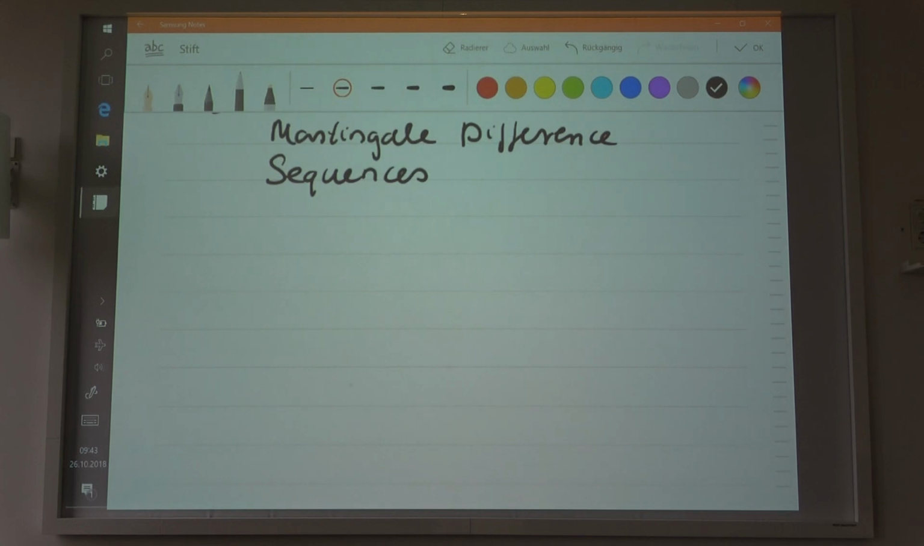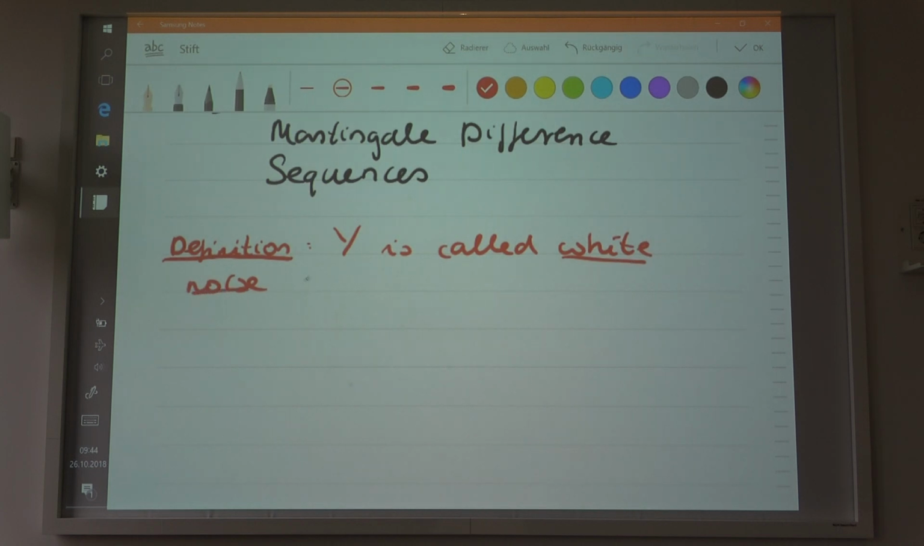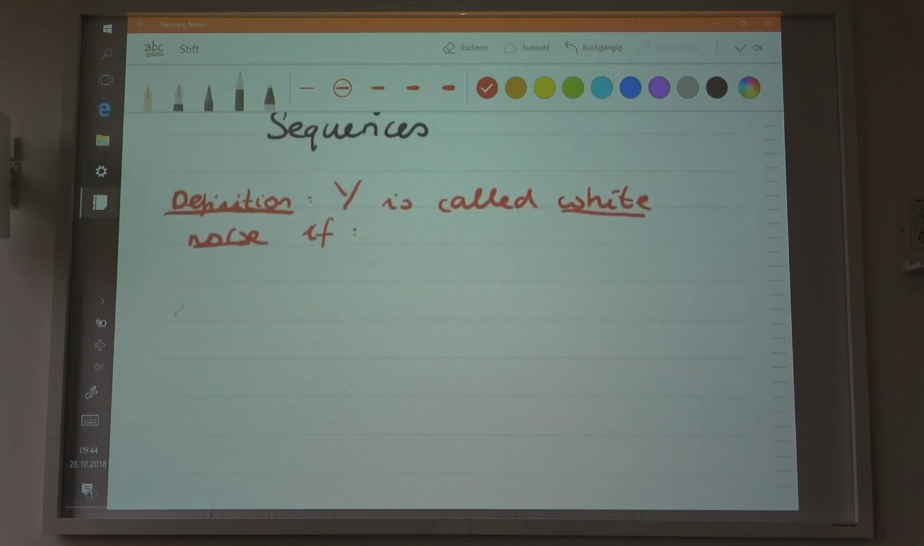Now a stochastic process, and I'm going to define this. Okay, so this is the definition. A stochastic process Y is called white noise, or a white noise process, if the following conditions are satisfied, and there are 3 of them here as well. So all 3 have to be true.